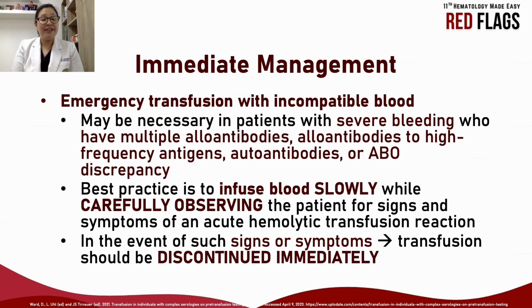Emergency transfusion with incompatible blood may be necessary in patients with severe bleeding who have multiple alloantibodies to high-frequency antigens, autoantibodies, or ABO discrepancies. We urge that the best practice for attempting to transfuse these patients safely is to infuse blood slowly while carefully observing the patient for signs and symptoms of an acute hemolytic transfusion reaction. For instance, having chills, fever, respiratory distress, or pain in the chest or back during the transfusion. In the event of such signs and symptoms, the transfusion should be discontinued immediately.